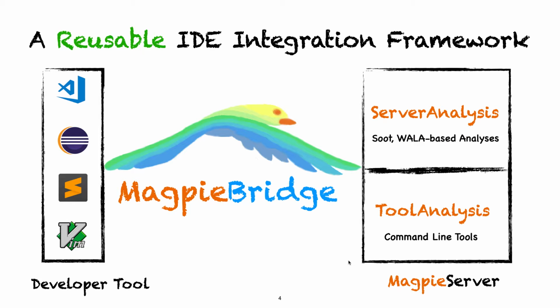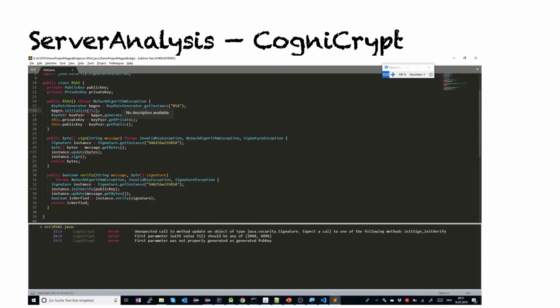MagpieBridge provides interfaces to two different kinds of analysis. The server analysis interface is used for analysis which are written in Java. Often they use popular analysis frameworks such as Soot or WALA. For analysis which are not written in Java but have command-line interfaces, the tool analysis interface is designed for them.